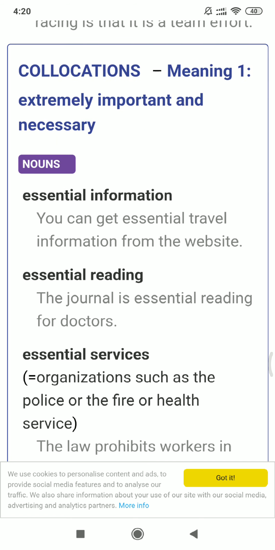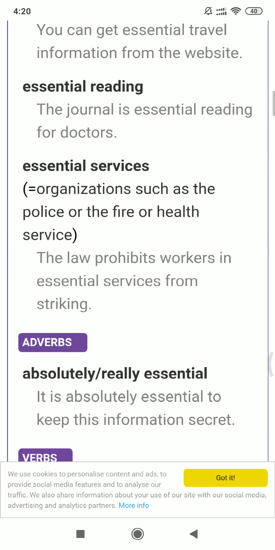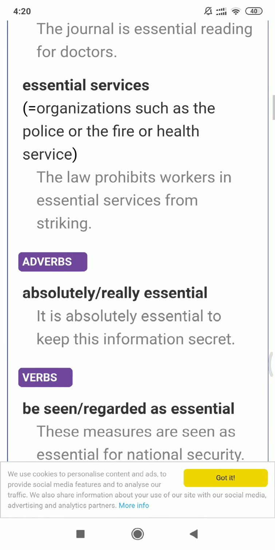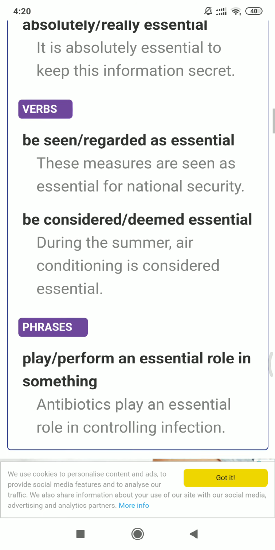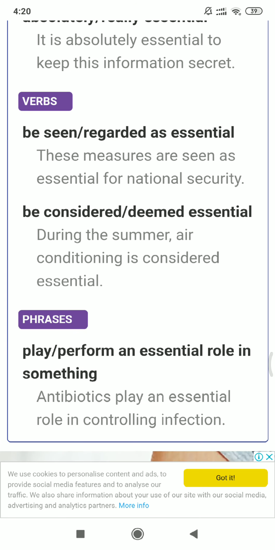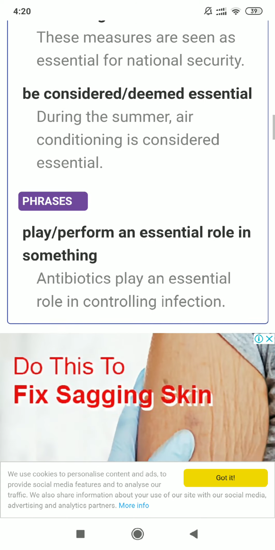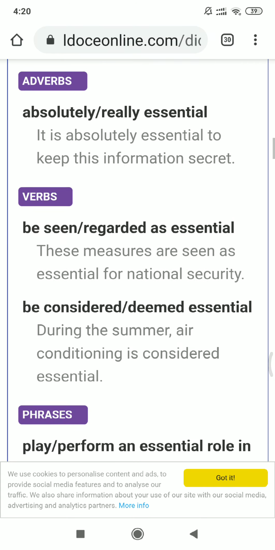So here, essential information, essential reading, essential services, with adverbs, absolutely essential. With verbs, this can be regarded as essential, be considered essential. Phrases, you can say perform an essential role in something. So all of this is very important.